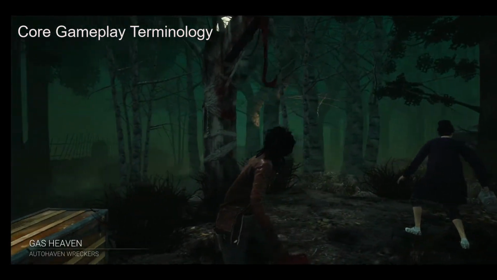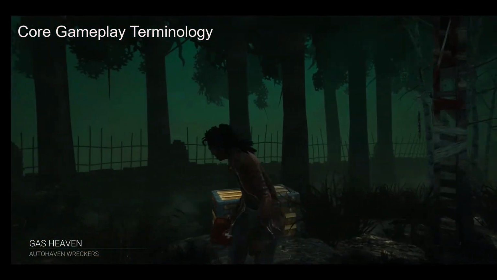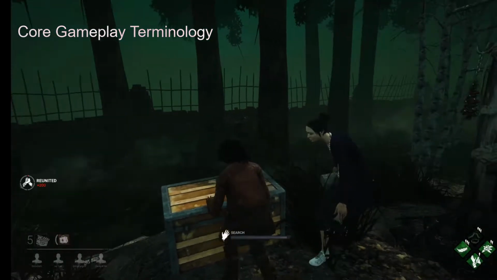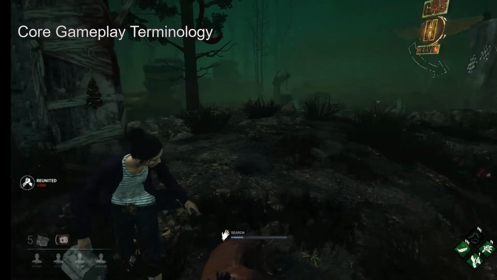In this video, we'll be going over core gameplay terminology for all players in Dead by Daylight. There's quite a bit to go over, so let's get right to it.